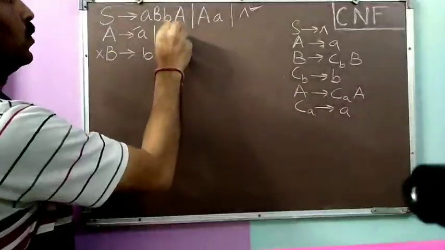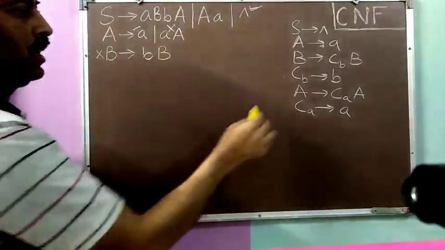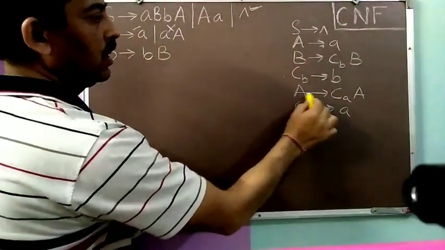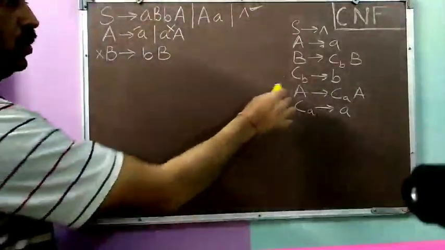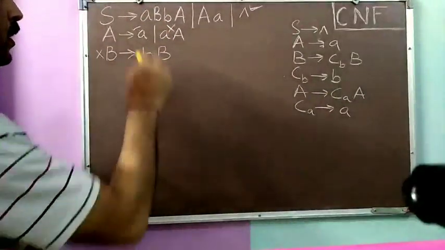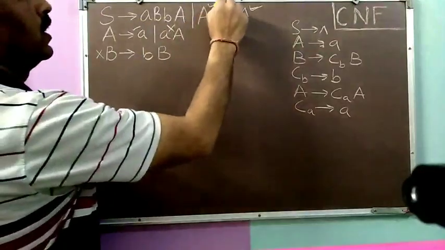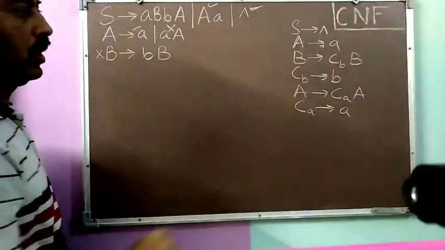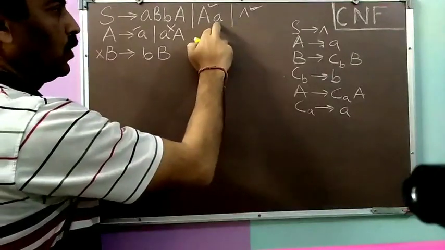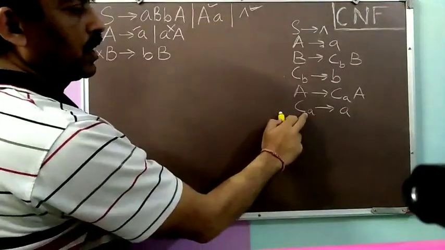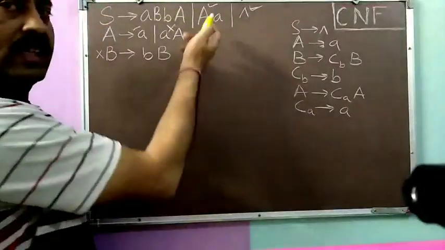So I have removed this A to small a and introduced A to CA A and CA to A. So this is okay. Now come on S2, capital A, small a. Okay. So now I am having here the terminal A. For this terminal, I have already introduced a variable CA. So I can use the same variable here.